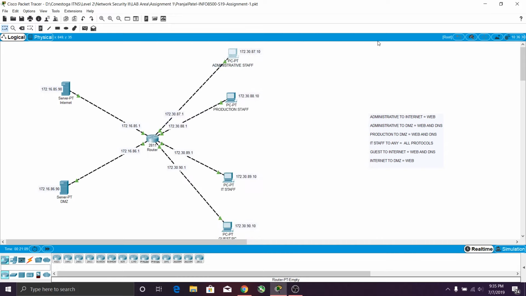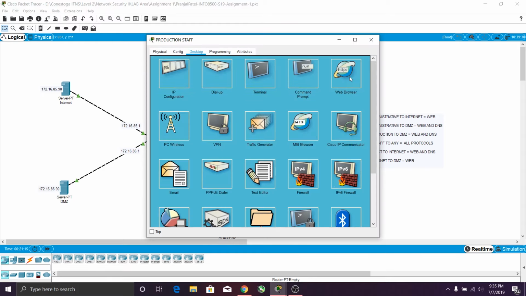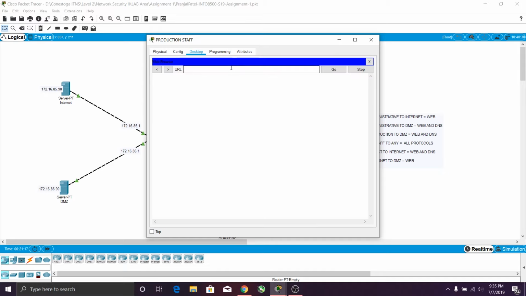Now, the third policy is production to DMZ, which also has both web and DNS access to the DMZ from the production staff. The IP address for the DMZ is, now the DNS address. So both are working perfectly.